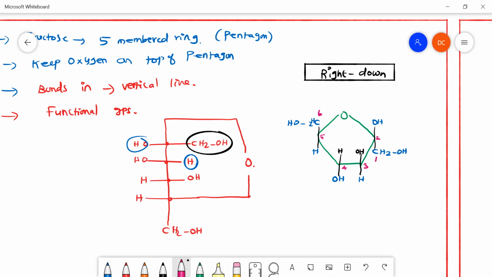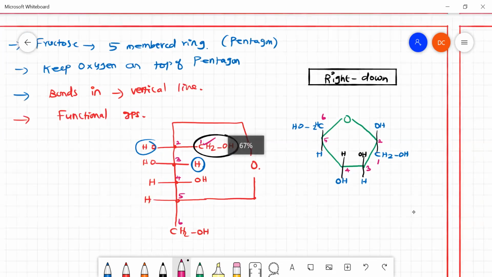We have to start the numbering from the carbon at the right branch. Where the right branching is there, from that only we have to start the numbering. So this is carbon number 1, this is 2, this is 3, this is 4, this is 5, this is 6. Is that clear or not? Yes, sir.